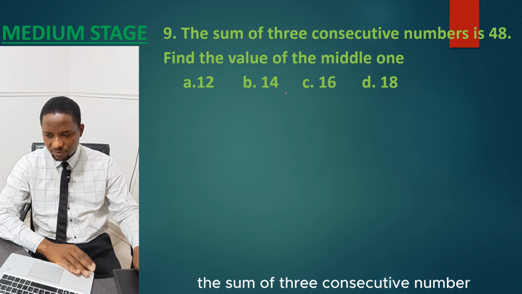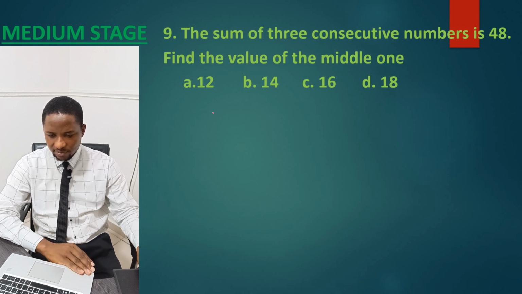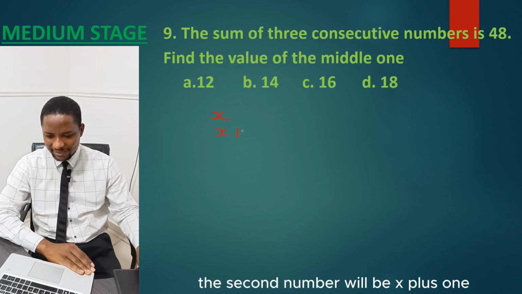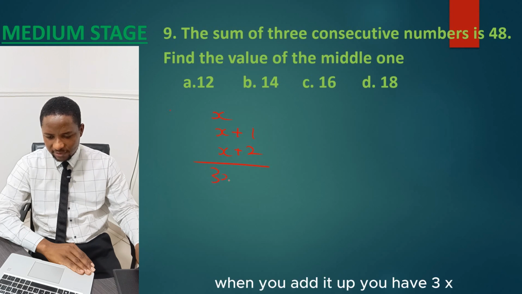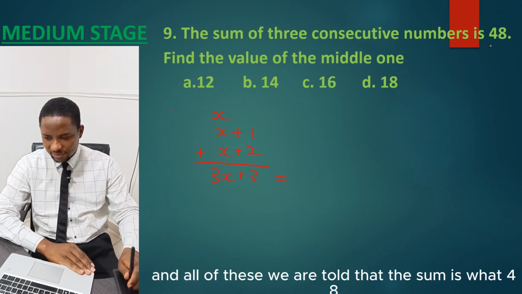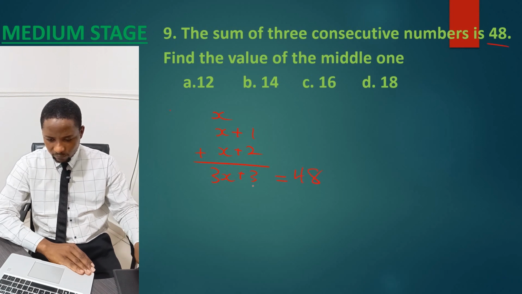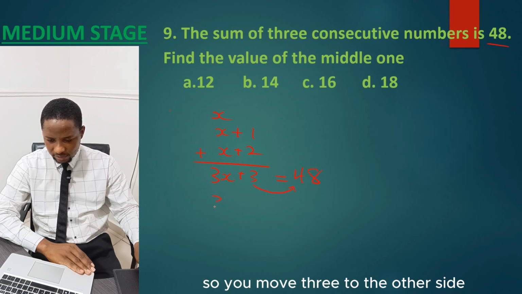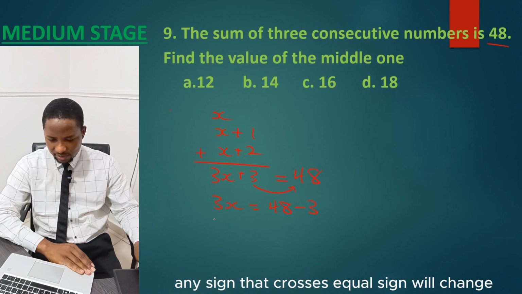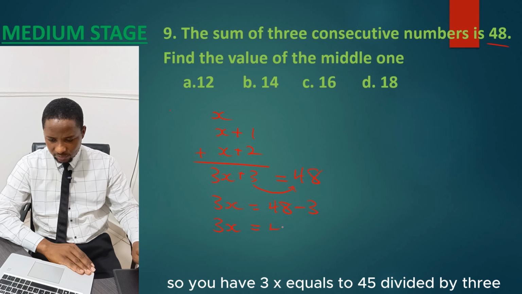The sum of 3 consecutive numbers. If the first one is x, which is the first number, the second number will be x plus 1. The third number will be x plus what? 2. These are consecutive numbers. When you add it up, you have 3x, right? And then plus 3. And all of these, we are told that the sum is what? 48. So you move 3 to the other side, and you have 3x equal to 48. Don't forget, any sign that crosses the equal sign will change. So you have 3x equal to 45. Divide both sides by 3.